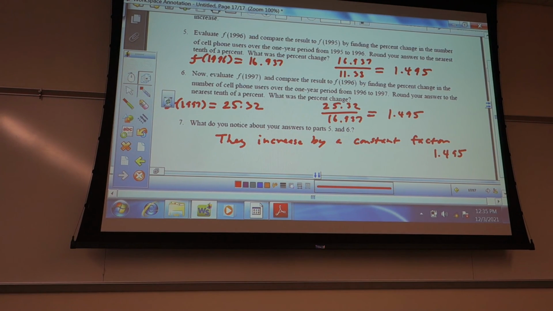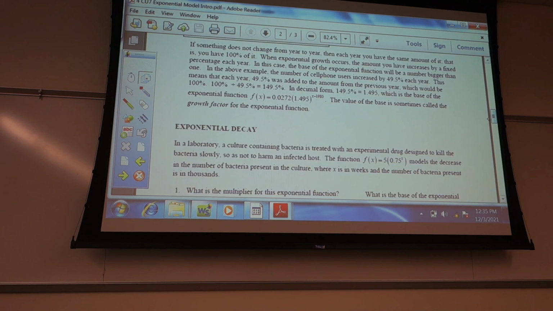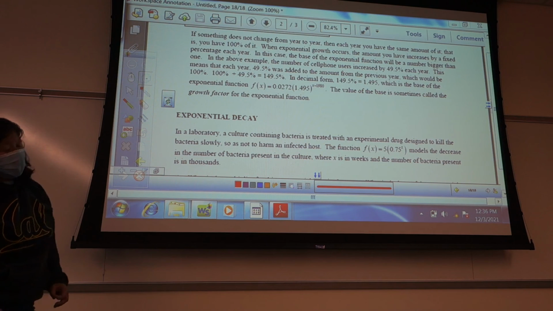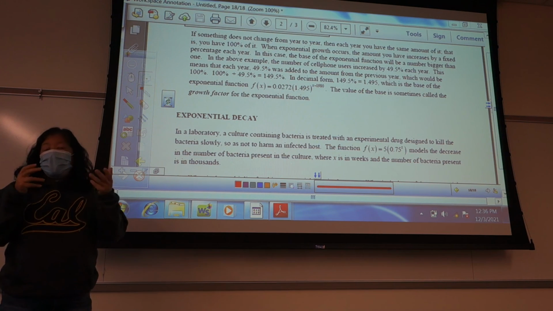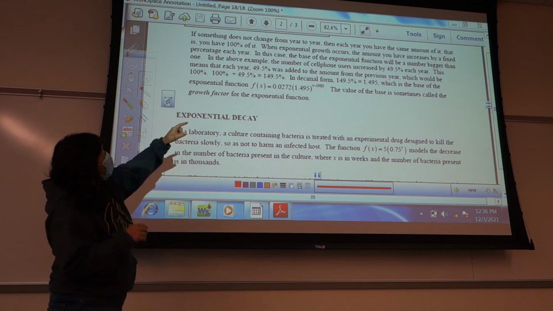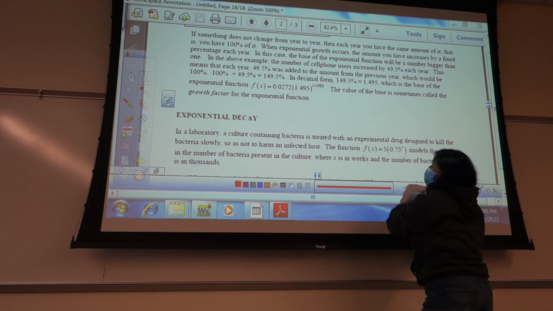Let's take a look at the next part. If something does not change from year to year, each year you have the same amount of it. In other words, you have 100% of it. When exponential growth occurs, you have more than 100% of it. So if my A is 1, it just stays constant. It doesn't grow at all. If A is larger, then it grows. In this case, the number of cell phone users increased by 49.5%.